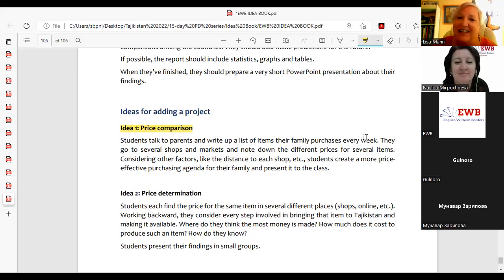These are just some of the ideas that these brilliant teachers came up with and that are included in the idea book and that you can use in your own teaching. Okay, let me go back to my PowerPoint and we'll try a few of these ideas together.